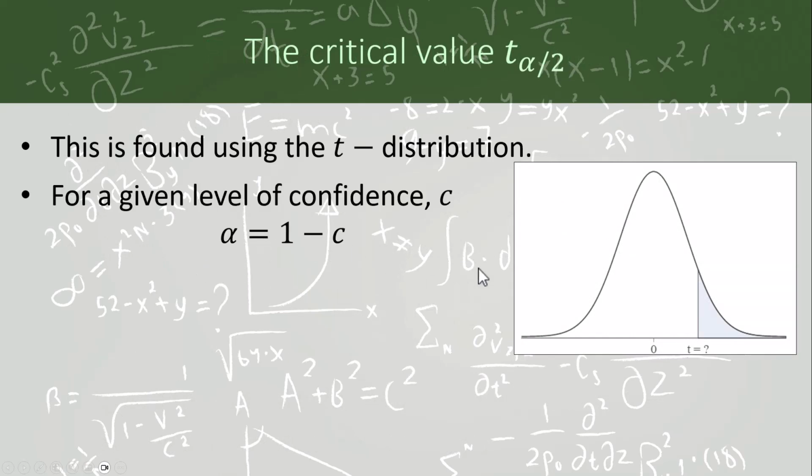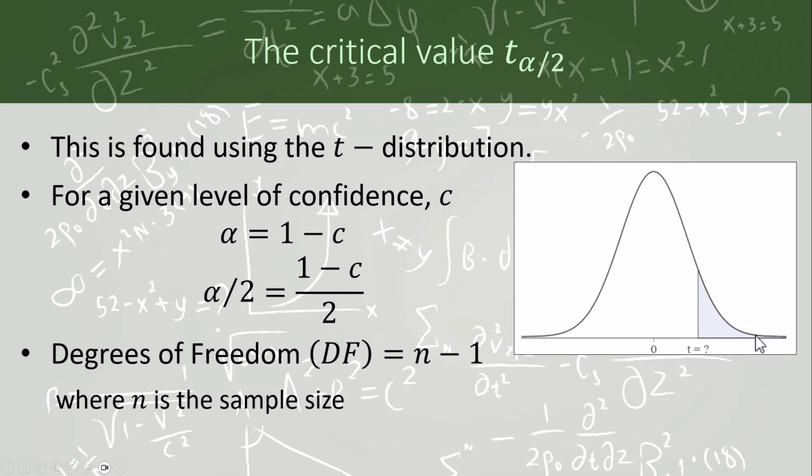Specifically, for a given level of confidence, the confidence is going to be the area in the middle. Alpha, which is equal to 1 minus C, is going to be the area in both of the tails. Alpha over 2 is going to be the area in exactly one of the tails. And the critical value is going to be that value of t that results in that area to the right. Once again, for t distributions, we need to know what the degrees of freedom are. In this particular case, the degrees of freedom will always be equal to the sample size minus 1.